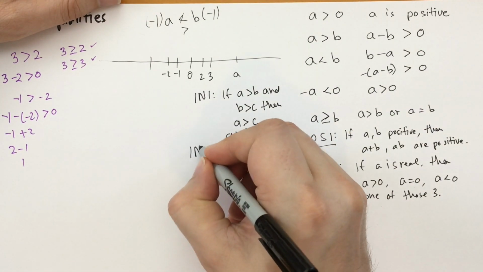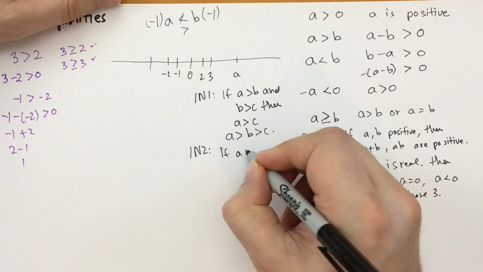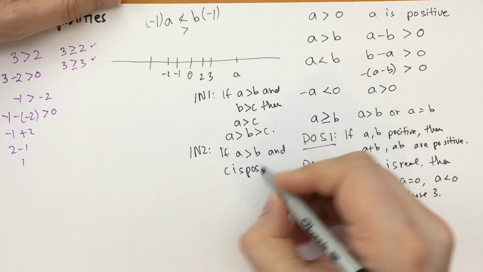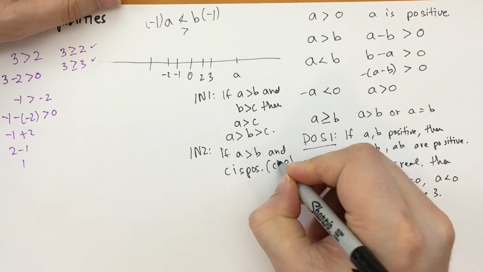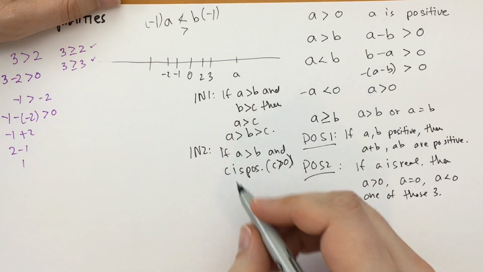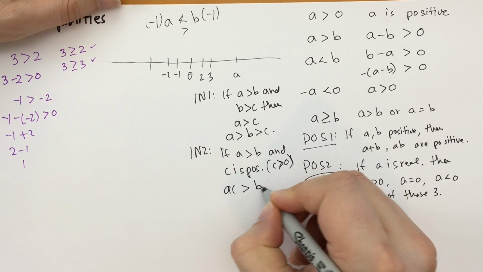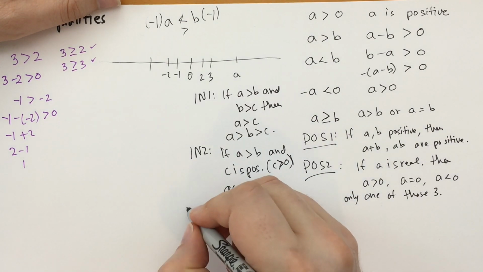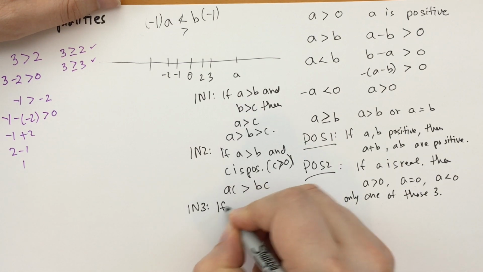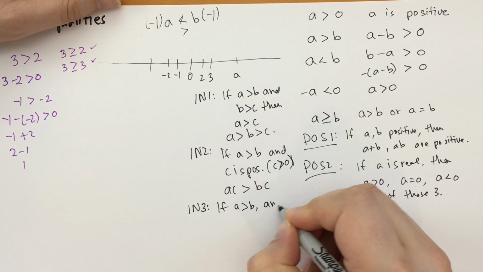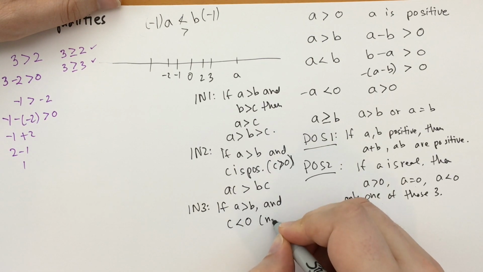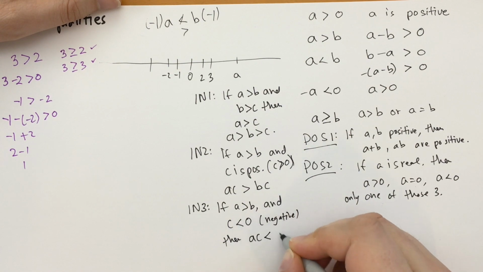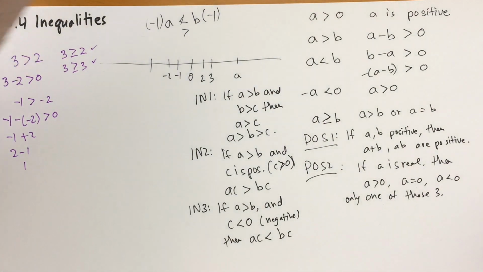N2 says that if A is greater than B and C is positive, let's write C is greater than 0, then AC is greater than BC. This isn't true if C is negative, but it is true if it's positive. And N3 is the one for negative. N3 says if A is greater than B and C is negative, then AC is less than BC. So we have to flip the direction of the sign there.